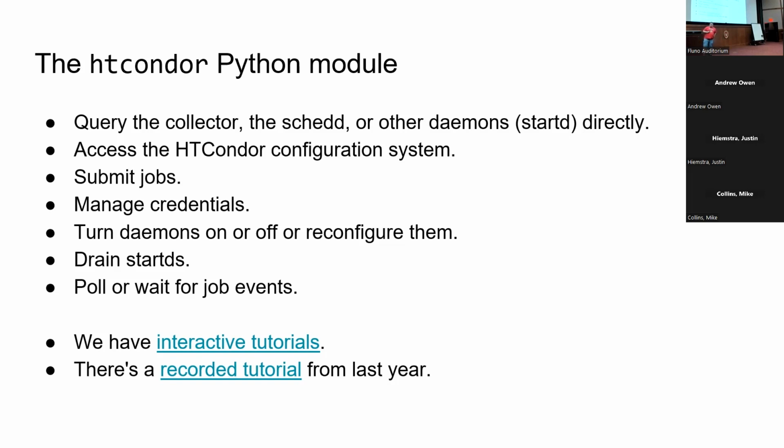You can manage security credentials to a certain extent. You can turn daemons off. You can reconfigure them. You can drain startds. You can poll or wait for job events. That's that job event log class and module I mentioned earlier. Actually, that was a class, my bad. We do have interactive tutorials. They're fairly extensive. They'd help you get up to speed on the HTCondor Python module, the HTCondor bindings. We even have a recorded tutorial from last year that goes over it in more detail.